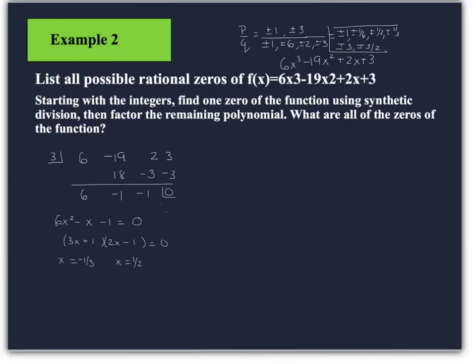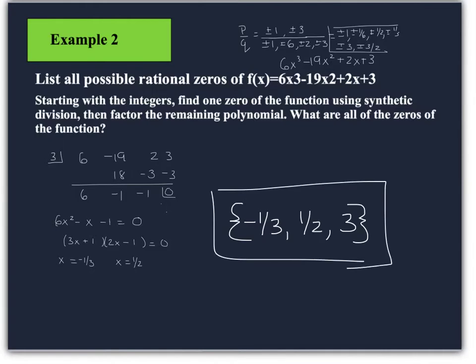And I just want to point out, after we have these solutions, that these solutions are in our list of possible rational roots. Here we have negative 1/3, and here we have positive 1/2, and the integer that I randomly picked is positive 3. So our final solution set for our zeros is negative 1/3, 1/2, and 3.